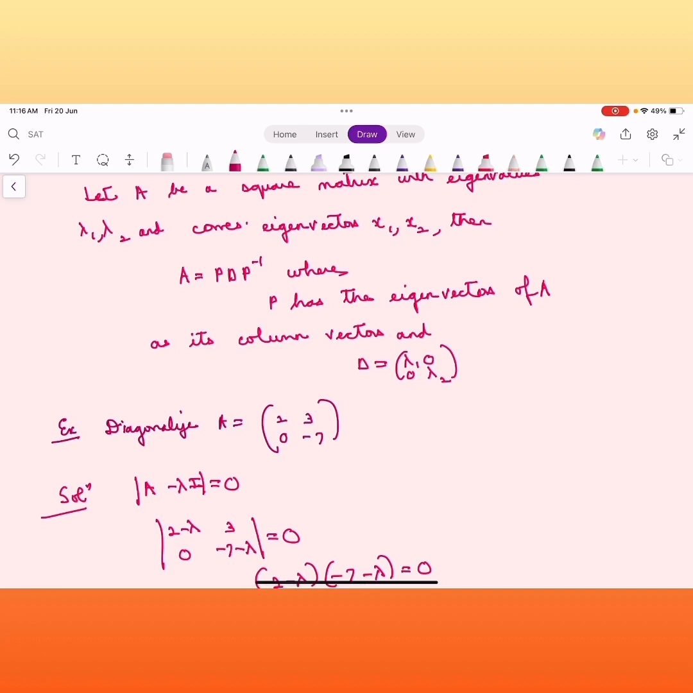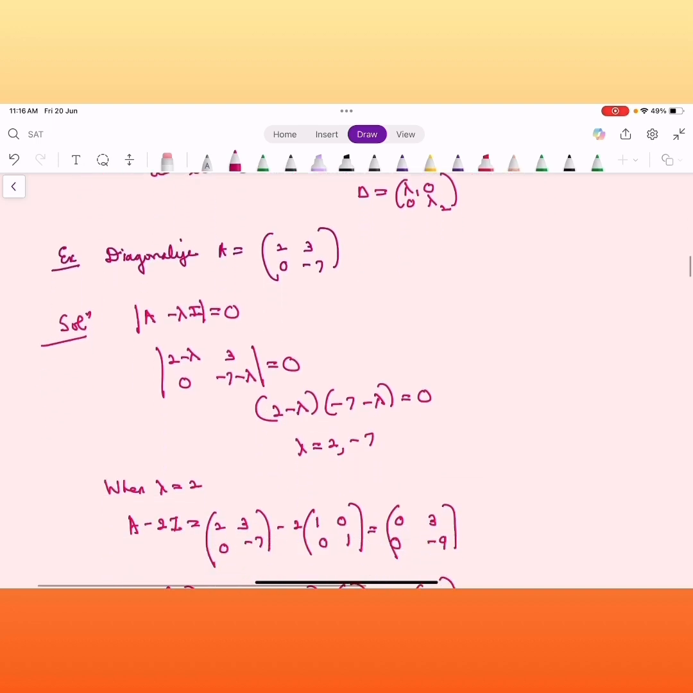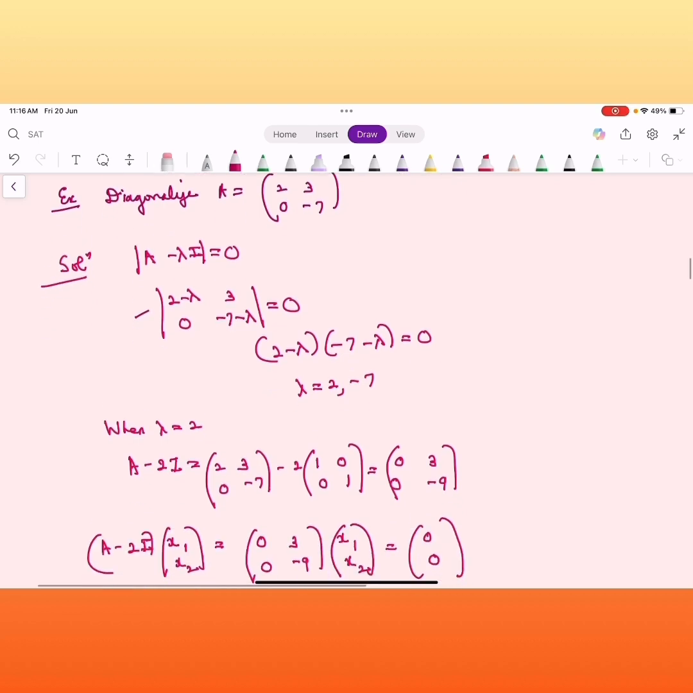So first we write determinant of A minus lambda I is 0. So we get determinant of 2 minus lambda, 3, 0, minus 7 minus lambda is 0. So expanding, you get the eigenvalues as lambda is 2 and minus 7. When lambda is 2, A minus 2I will give you 0, 3, 0, minus 9. You can just substitute lambda is 2 here.